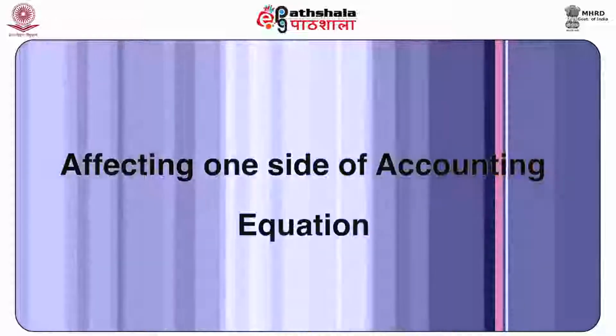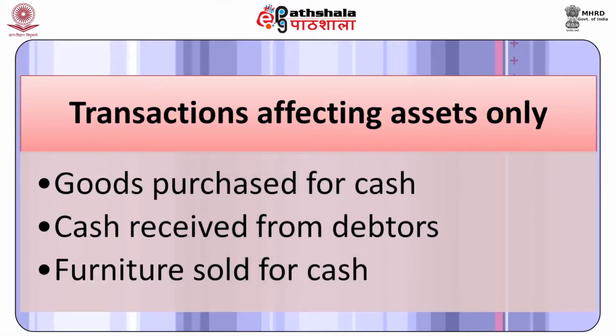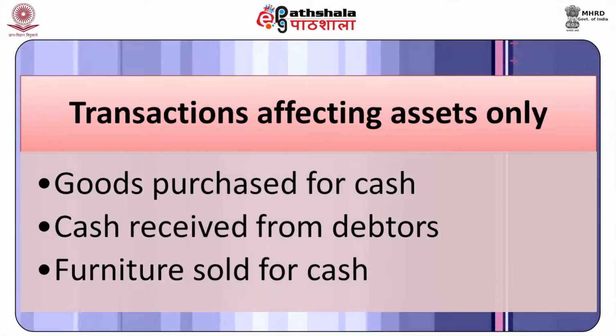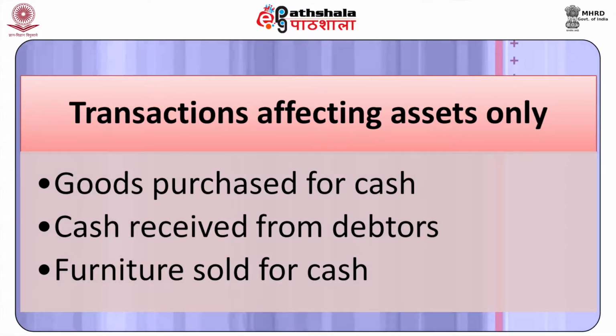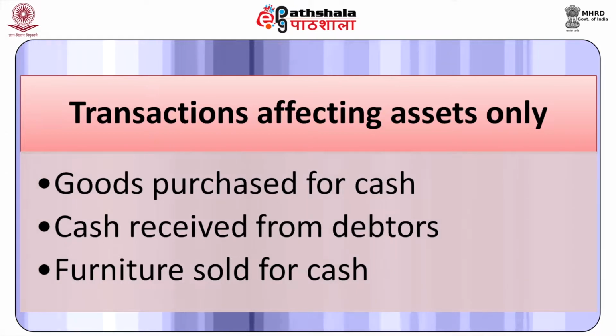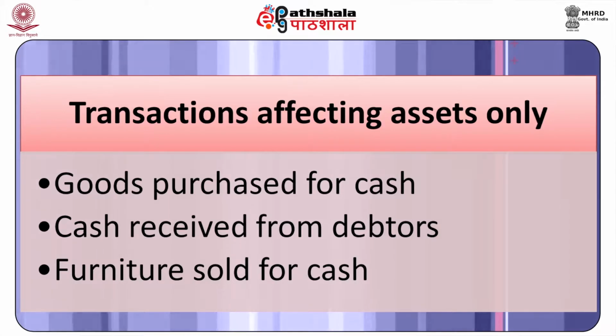Now let's come to affecting one side of the accounting equation. A business transaction may affect the accounting equation in such a manner that only one side is affected. It may be any of the following. First, take an example of transactions affecting assets only. For example, goods purchased for cash, cash received from debtors, furniture sold for cash.